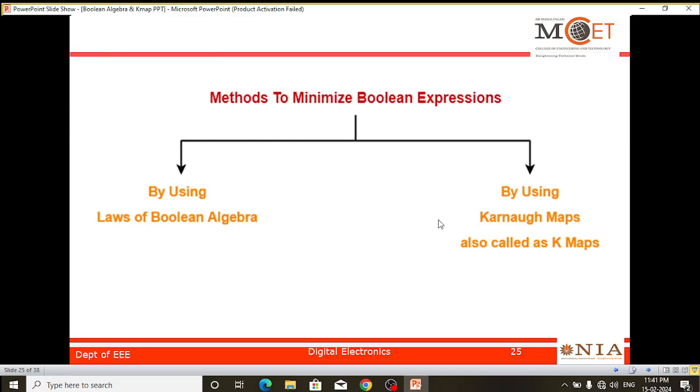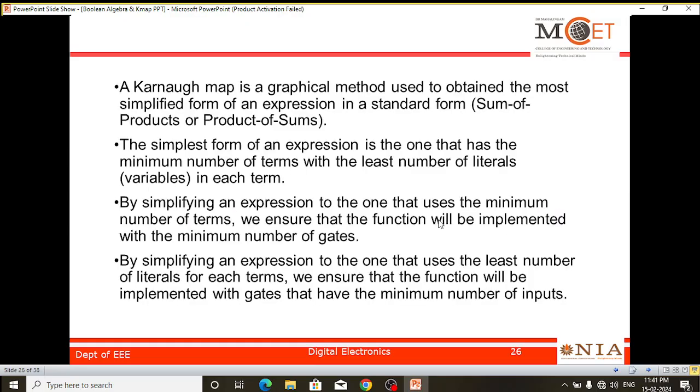The methods to minimize a Boolean expression are using the laws of Boolean algebra or using Karnaugh's map method, the K-map. It is a graphical method used to obtain the most simplified form of an expression in a standard form, sum of products or product of sums. The simplest form of an expression is the one that has the minimum number of terms with the least number of literals, also called variables, in each term.